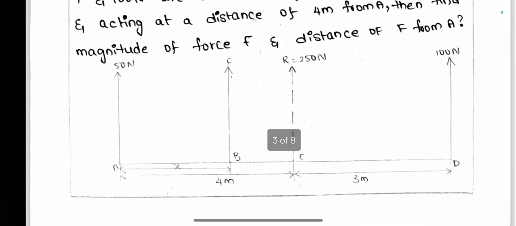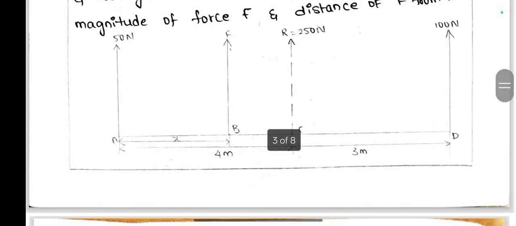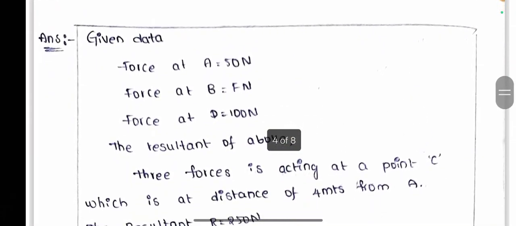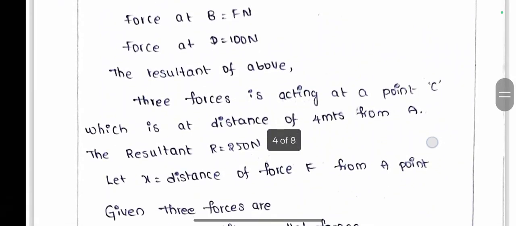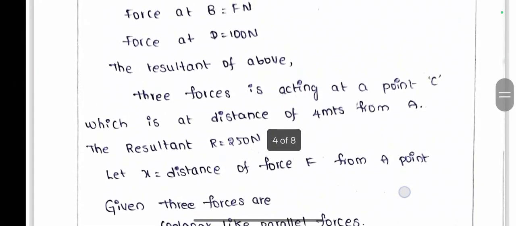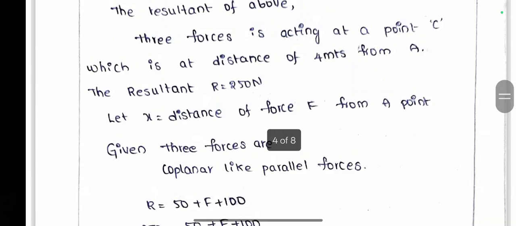At point B, at a distance of x from point A, there is F, and at point D there is 100 newtons at a distance of 4 plus 3, which is 7 meters, and the resultant is at a distance of 4 meters. Okay, let's see. Force at A is 50 newtons, force at B is F newtons, force at D is 100 newtons. So the resultant R is at a distance of 4 meters from point A, and R is 250 newtons. Let us assume small x is the distance of force F from point A.